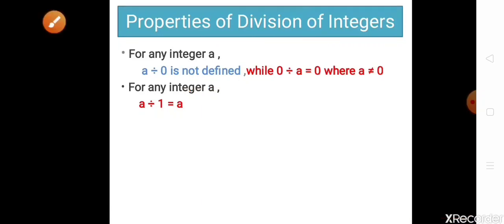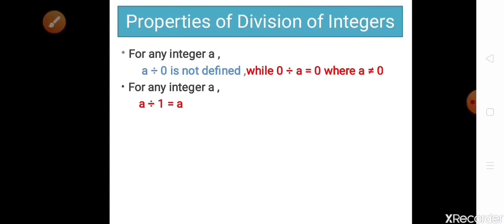Then next, the second property: for any integer a, a divided by 1 equals a. Now, this is maybe the simplest property you have learned so far. a can be any integer, it can be positive, it can be negative. So, if you divide any integer by 1, obviously you are going to get the integer itself. Now, this much was all about the properties of division of integers.